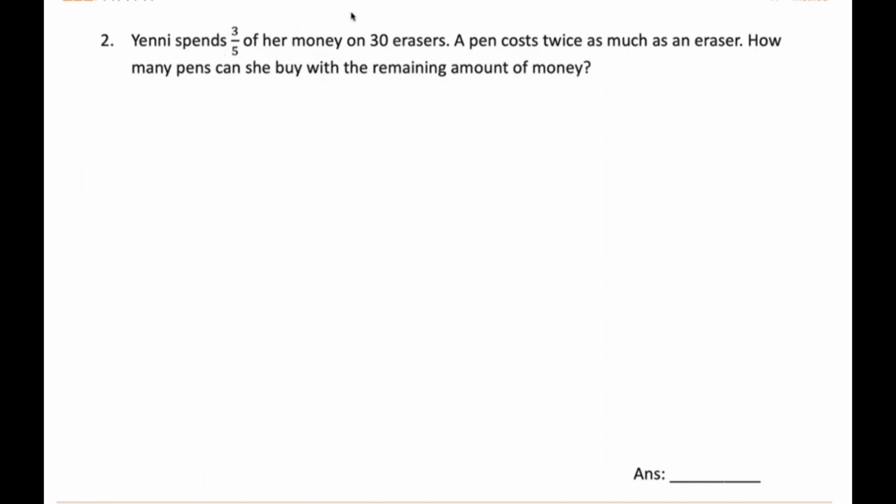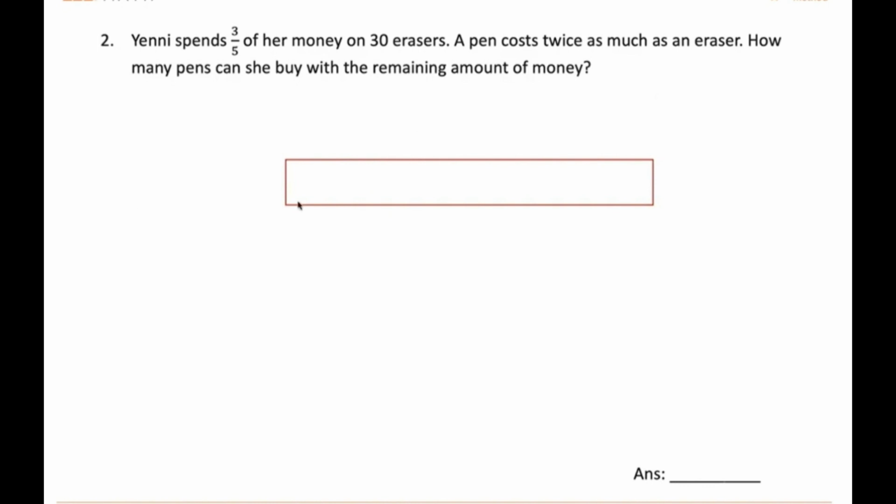purchase 30 erasers. Now, in this question, a pen costs twice as much as an eraser, meaning the value of one pen is 2 units and one eraser has a value of 1 unit. How many pens can she buy with the remaining money? Okay, this is clear. Remaining meaning you are using remainder theory. Therefore, you have to use a model. The word remaining is now very direct. So I'm going to use a model.